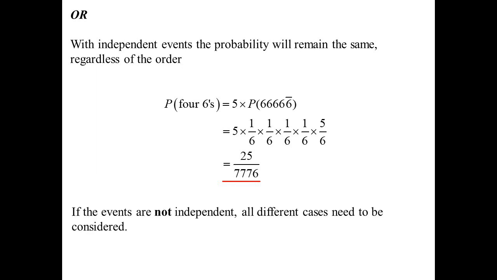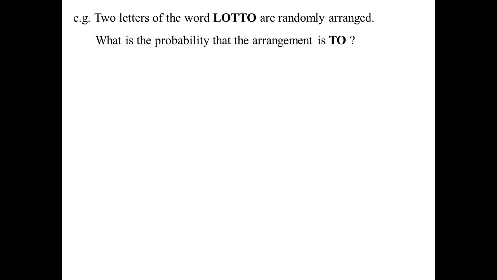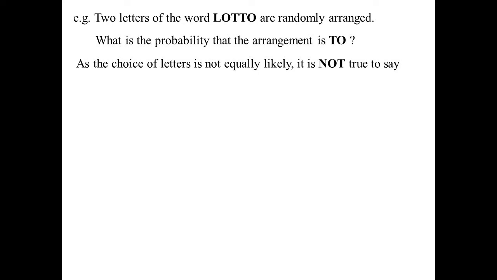However, if they're not independent, then you actually have to go and look at each individual case and see what is happening. Like this one, for instance. 2 letters of the word LOTTO are arranged randomly. What's the probability that the arrangement is TO? Now, when you first look at this, you probably would do something like this, but the choice of the letters is not equally likely, so you can't do this.